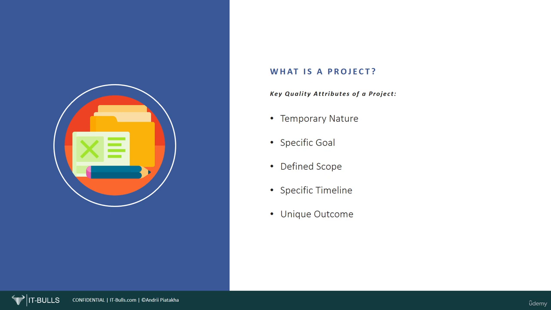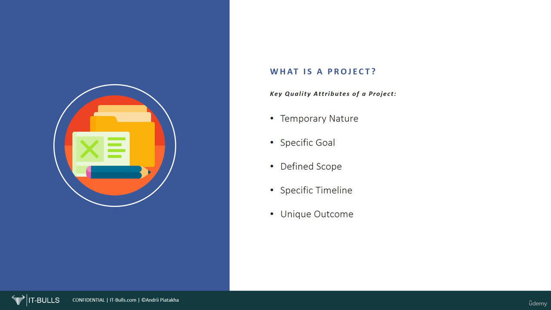To sum it up, we can say that each project should have the following quality attributes that distinguish a project from an operational activity. The first one, temporary nature. A project has a clear start and end date, indicating its temporary nature. It is not an ongoing continuous effort, but rather has a finite duration. Specific goal.